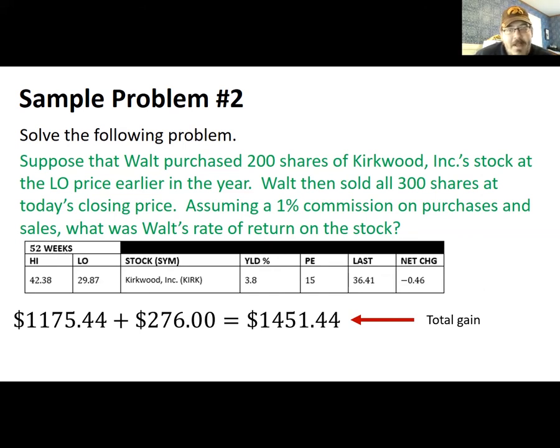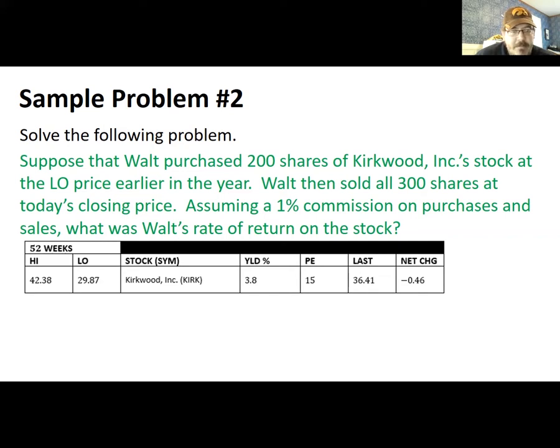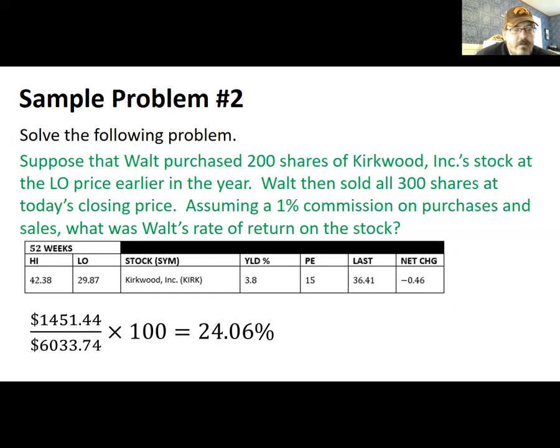Now, we're still not there yet. This is kind of a complicated process. We want to figure out what his rate of return was. We want to figure out basically kind of what percentage he got back. All right. So to do that, what we need to do is, number one, figure out how much he made, which we did. That was the $1,451.44. We're going to divide that by how much he spent.